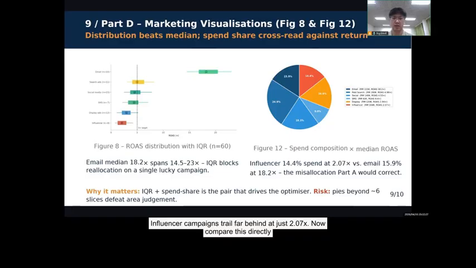Now compare this directly with figure 12, our spend composition pie chart. By pairing the budget share with the return, a glaring misallocation is exposed. Influencers consume 14.4% of our budget for a net negative return, while our most effective channel, email, receives only 15.9%. The conclusion here is straightforward. We need an immediate prescriptive reallocation of this budget.